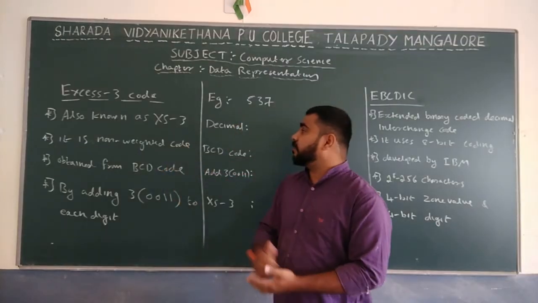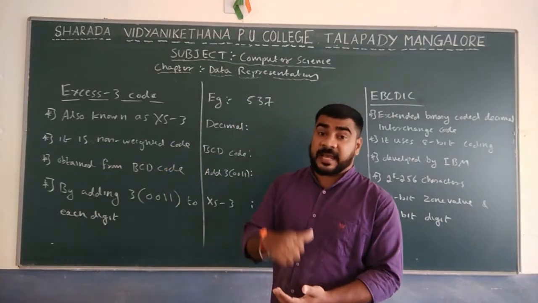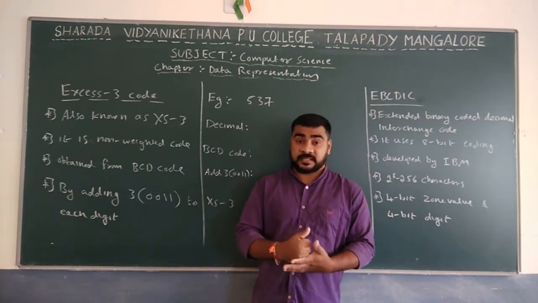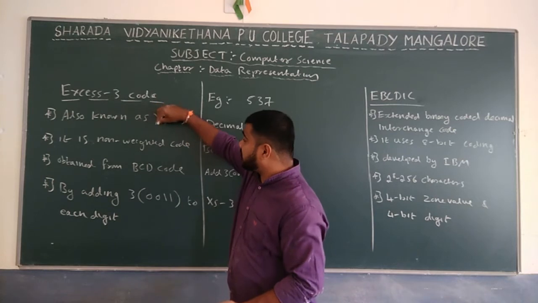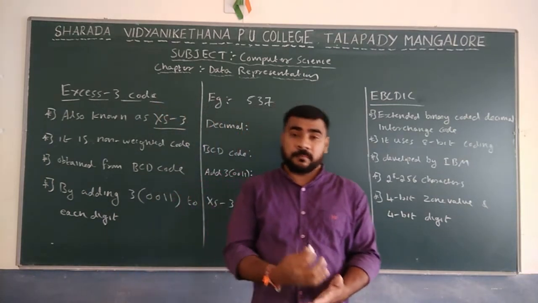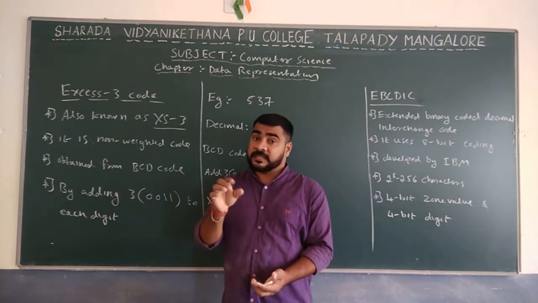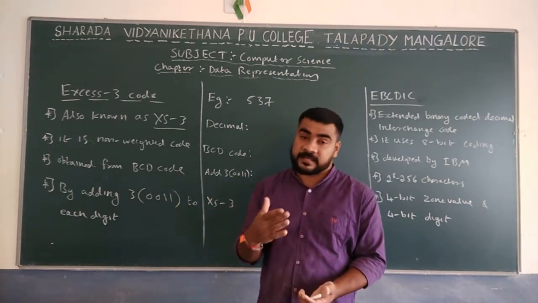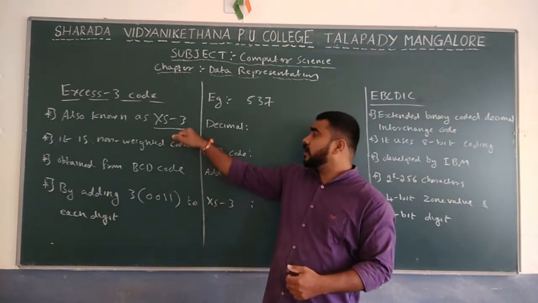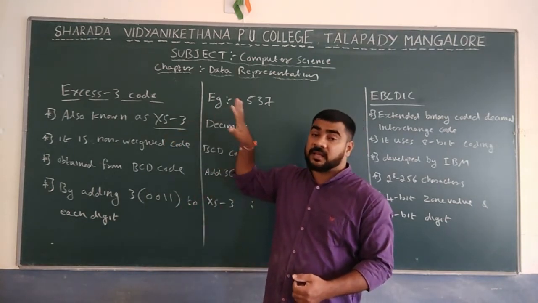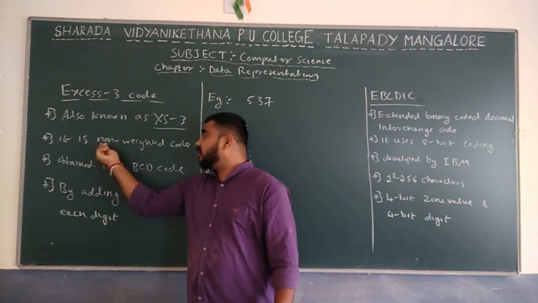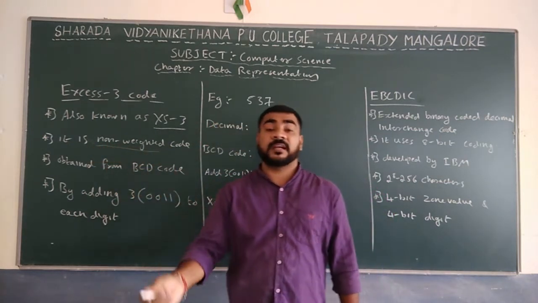Here is the next type of coding method, that is the XS3 code. It is also known as XS3 BCD code. Remember, XS means excess-3. I will explain why 3 came here. Now remember that this is a non-weighted BCD code.